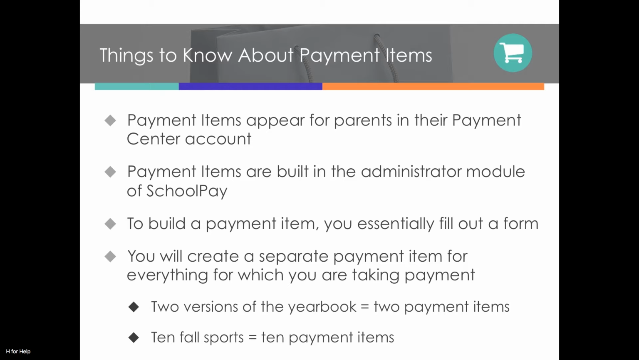For example, if you have 2 versions of a yearbook, like a personalized yearbook versus a non-personalized yearbook, you would need to build 2 payment items. Or if there are 10 fall sports with participation fees, you would most likely build 10 payment items.